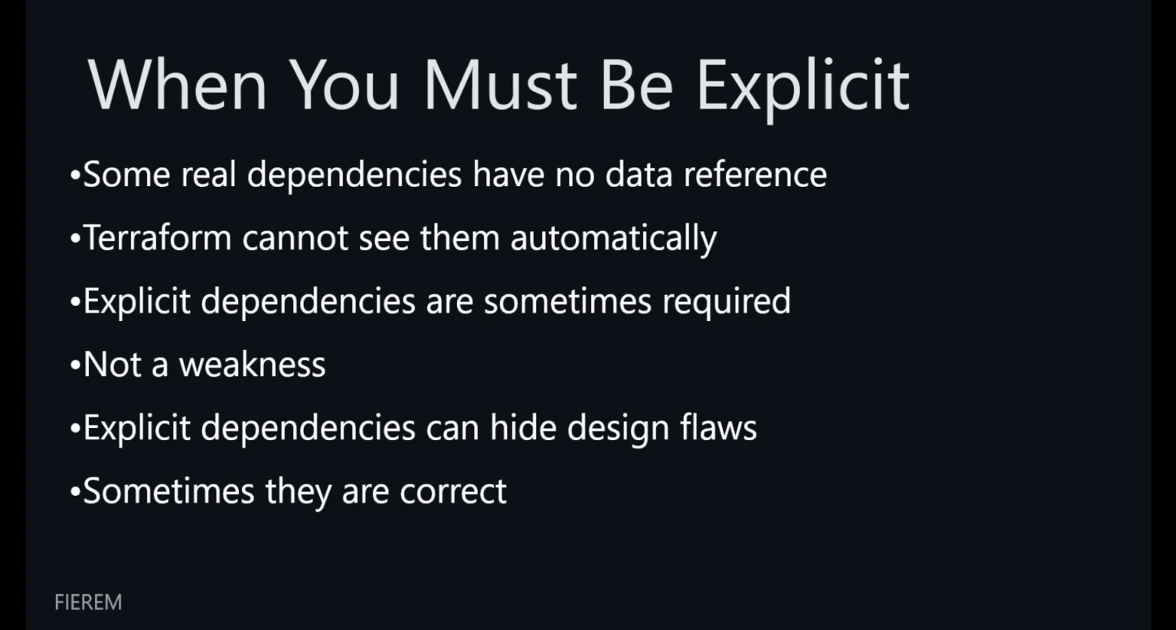Sometimes the real world has a dependency, but there is no data reference Terraform can see. In those cases, you need an explicit dependency, not because Terraform is weak, but because the dependency is outside the model you wrote. This is where mature Terraform users slow down, because explicit dependencies can hide design problems, but sometimes they are the correct tool.